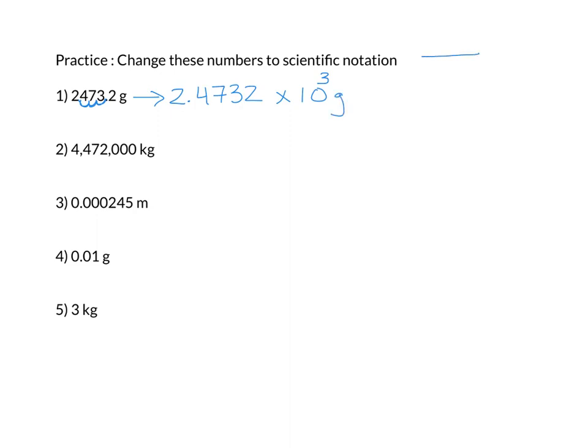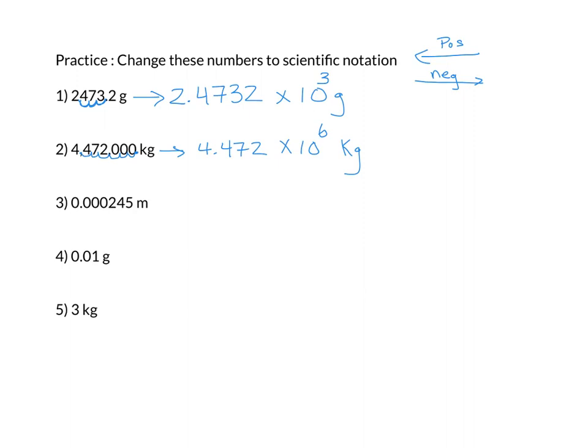Remember, if we move the decimal to the left, the power is positive. If we move the decimal to the right, the power is negative. Okay? All right, second question. There's no decimal here, so when there's no decimal, we put it at the end. We're going to move the decimal 1, 2, 3, 4, 5, 6. So 4.472. No need to write the zeros. Times 10 to the power 6.